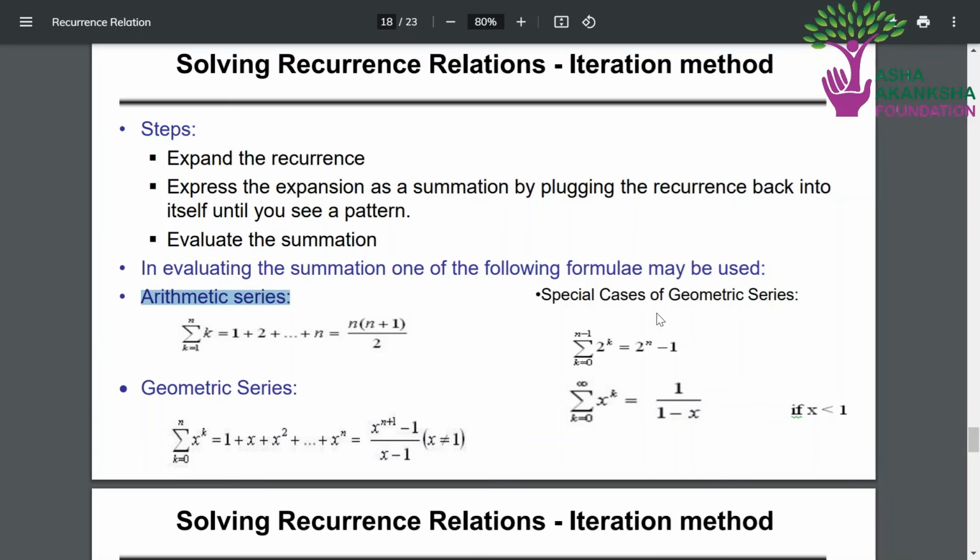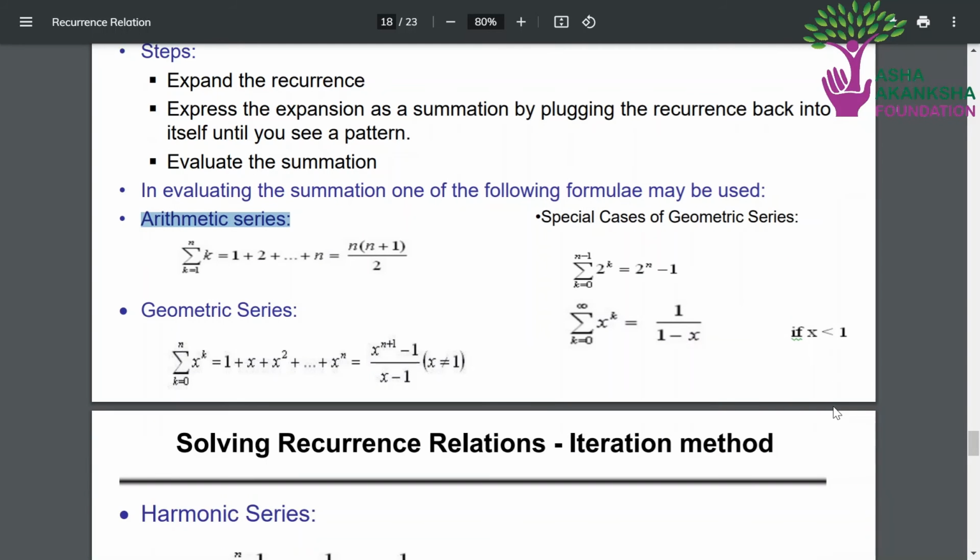If we summate 2 to the power of k from k equal to 0 to n minus 1, we will get 2 to the power of n minus 1. Or if we summate x to the power of k from k equal to 0 to infinity, we will get 1 upon 1 minus x. This is a result if x is less than 1. It is not applicable for x greater than 1. If x is greater than 1, it will tend to infinity. So these are some special cases of geometric series. You can directly remember this, or we can solve this from this formula also.